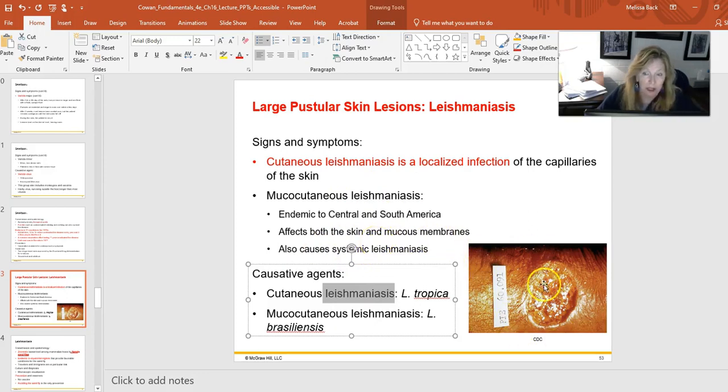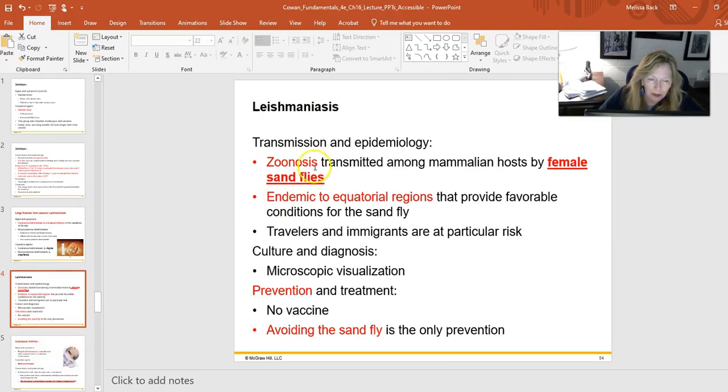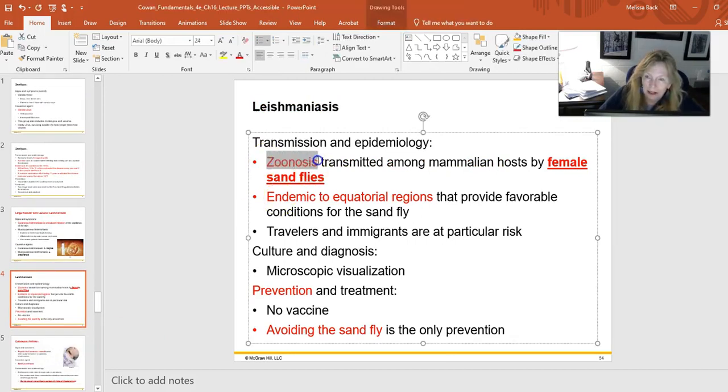But typically when someone has a lesion like this, they're going to seek support from the medical community. This is a zoonotic disease, which means that we get it from animals, and it is transmitted by the female sandflies. It is endemic in the equatorial regions, so there would have had to have been some history of travel to the equatorial regions. These sandflies are endemic there.